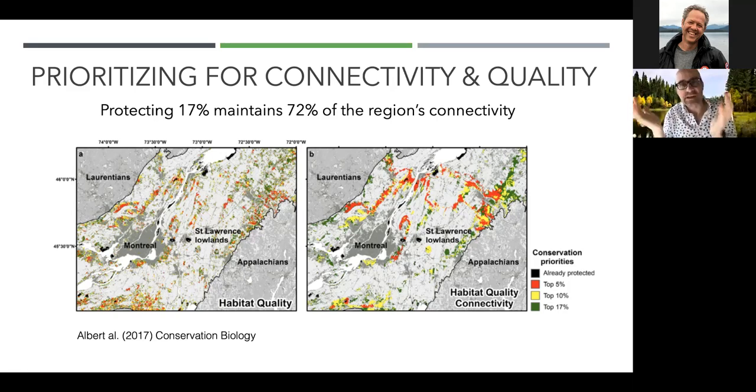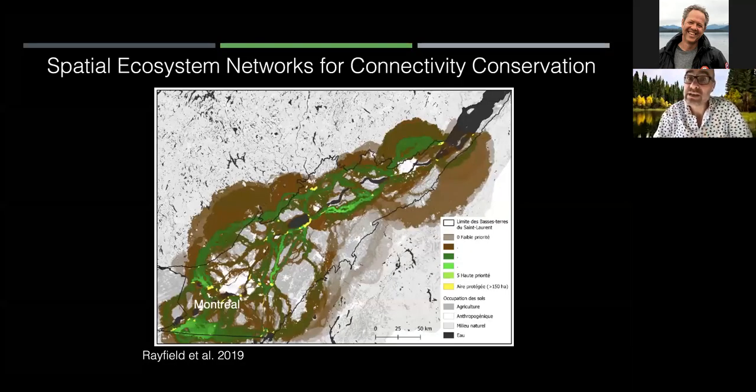Of course, that is not 100%. And so if we want to go beyond 72%, we need to go beyond the 17% target in this area. And of course, we can rescale the analysis and do it for the entire lowlands, or the entirety of Quebec, or the entirety of Canada. And we'll come to this cost-benefit analysis, or this perspective on the value of connectivity.